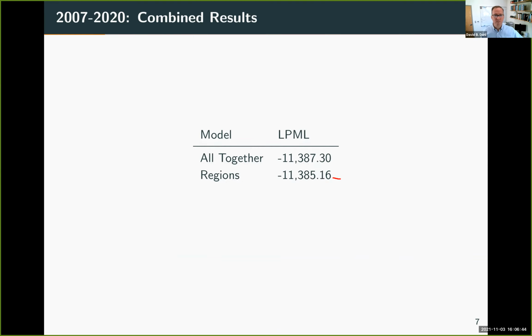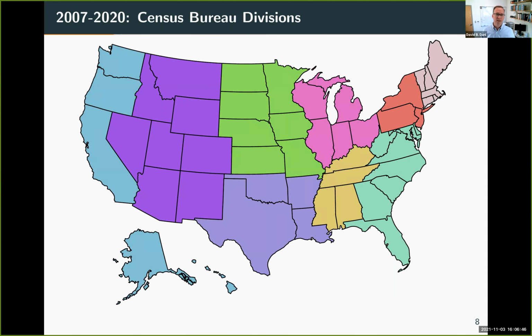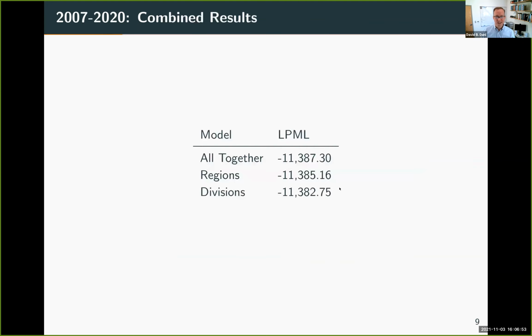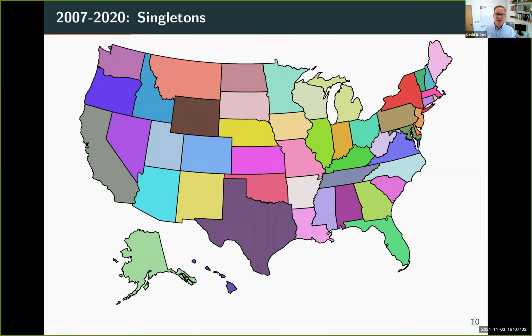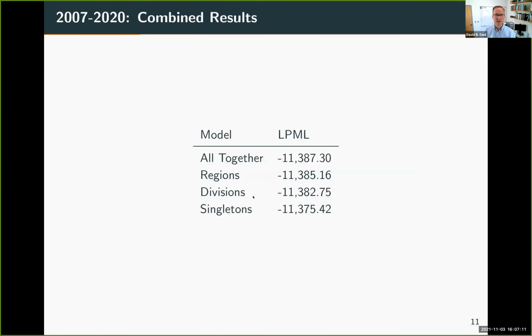But why stop at the region level? We could further divide the United States into what are called divisions. There are 9 different divisions of the United States, and we can actually get an improved LPML value by breaking the data analysis up into divisions. Well, again, why stop there? Why don't we do an analysis specific to each individual state? And so that's fine, and we can do that because we have a lot of data from 2007 to 2020. And so this singleton or state-by-state analysis actually leads to the best LPML value.